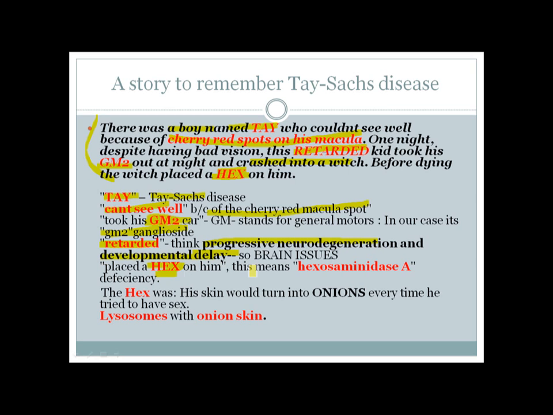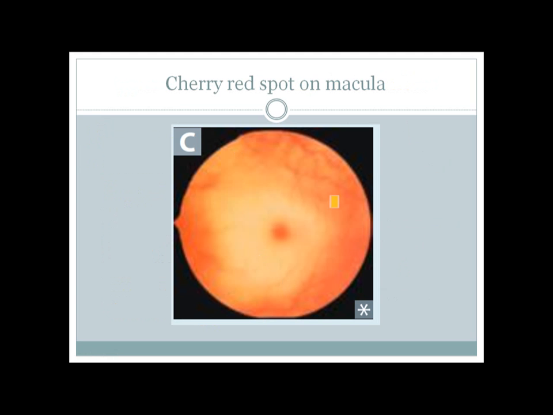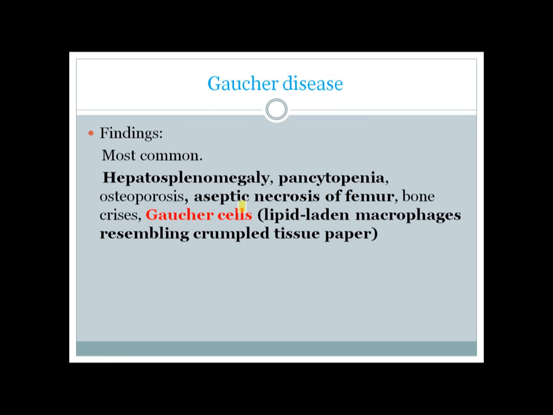And hex, meaning hexosaminidase A, and the hex was skin would turn into onions every time he tried to have sex. So another important finding in Tay-Sachs disease is lysosomes with onion skins. So I think this story might help you to remember most important points about Tay-Sachs disease. Here you can see a fundoscopic view of macula, and here you can see the cherry red spot in the macula.